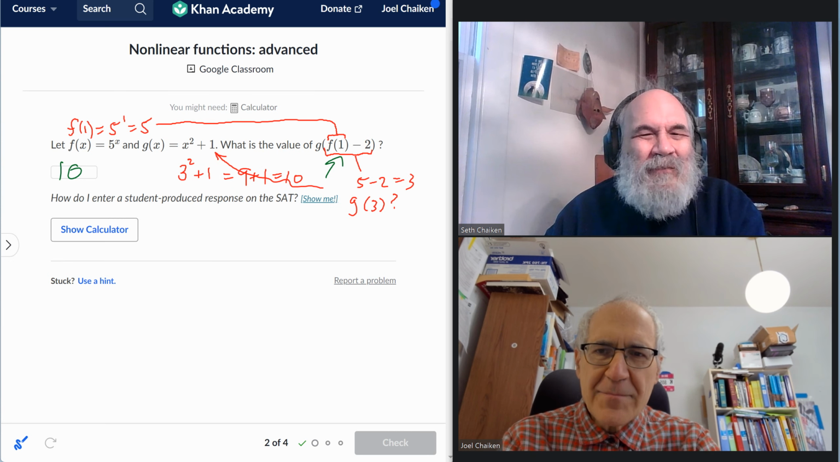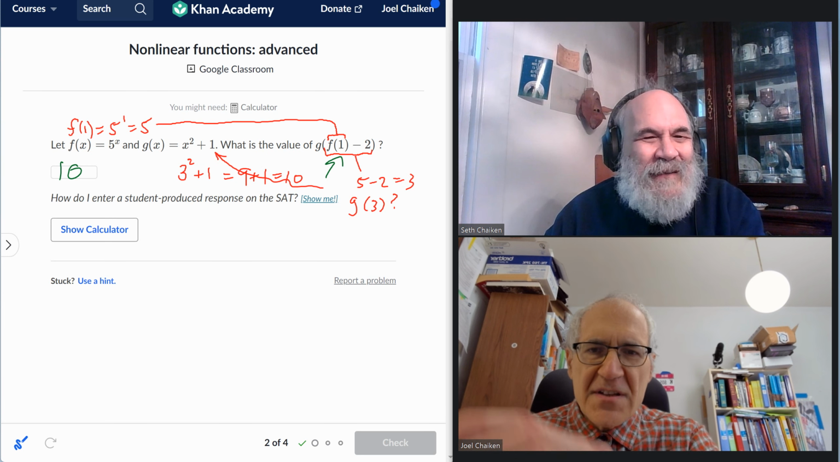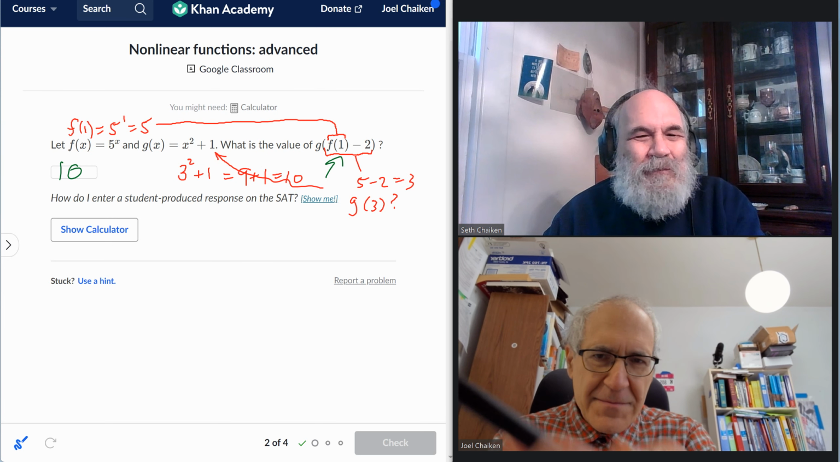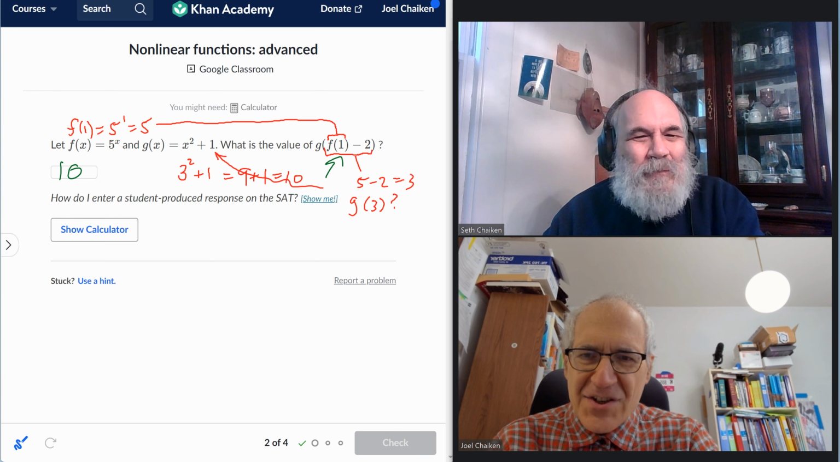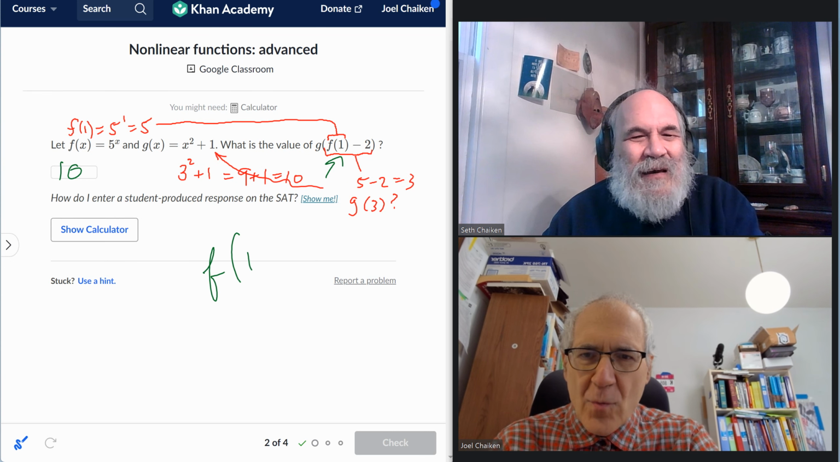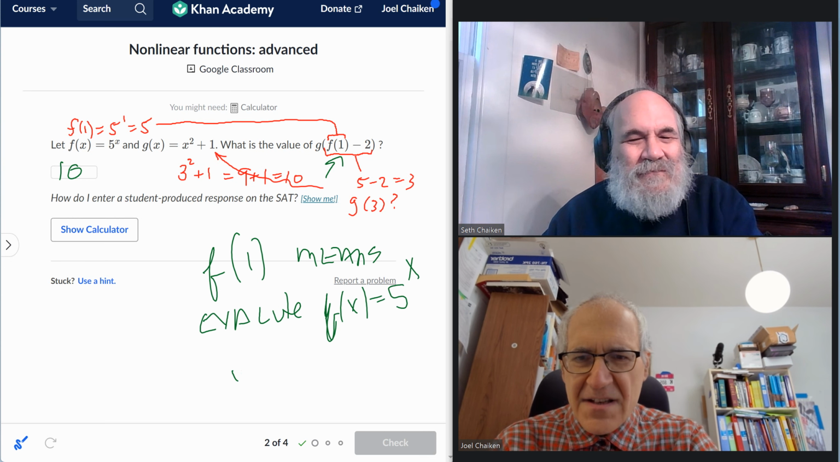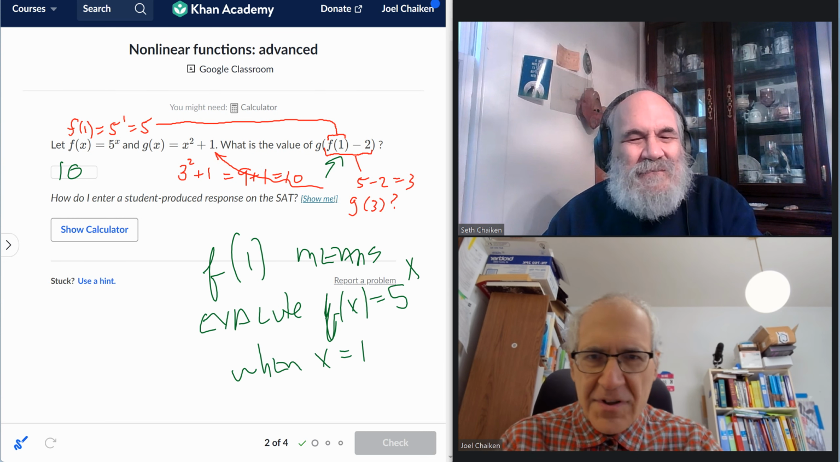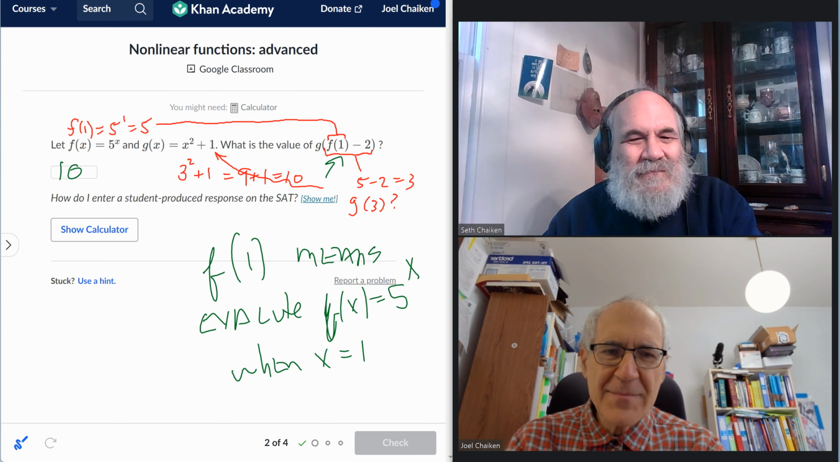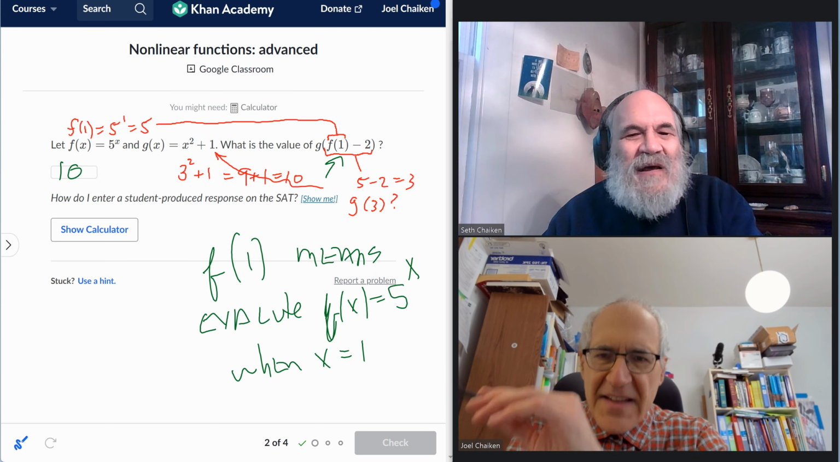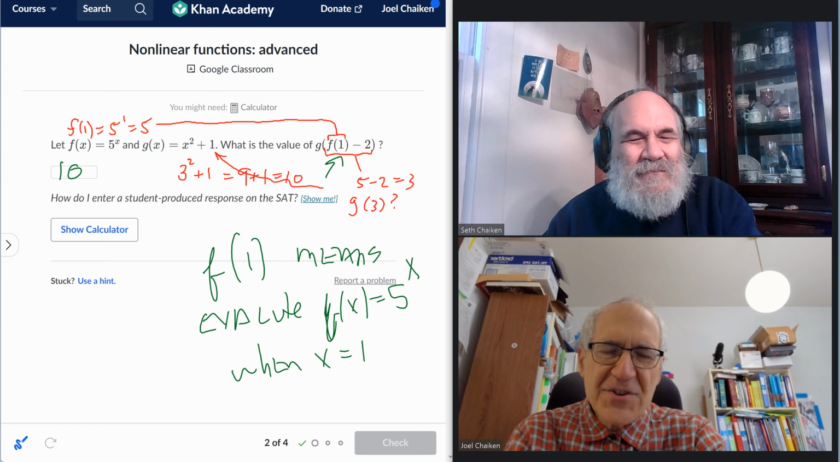In terms of notation, if we really have to discuss it, the notation f of 1 means evaluate f of x, which is the function 5 to the x, when x is equal to 1. That's all it means. It doesn't mean f multiplied by 1 or anything weird like that. And this is called function notation.